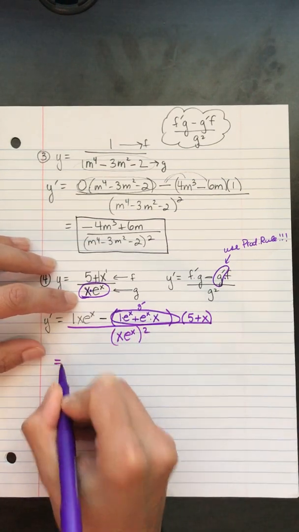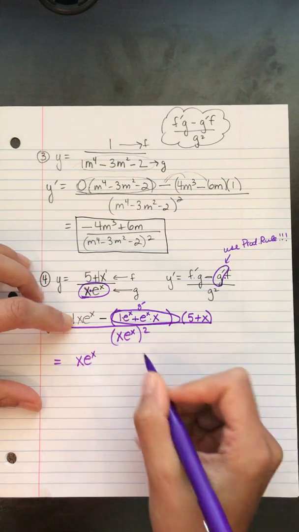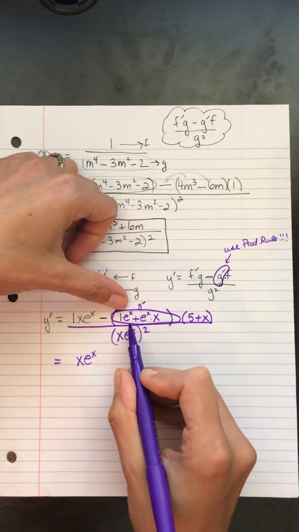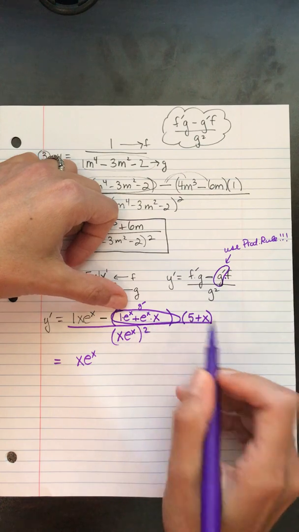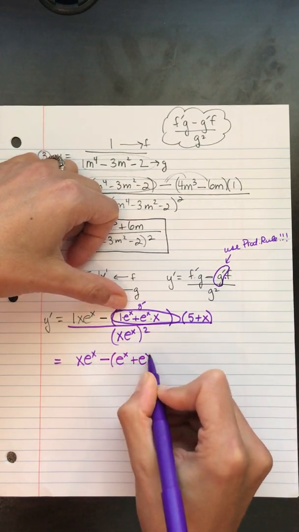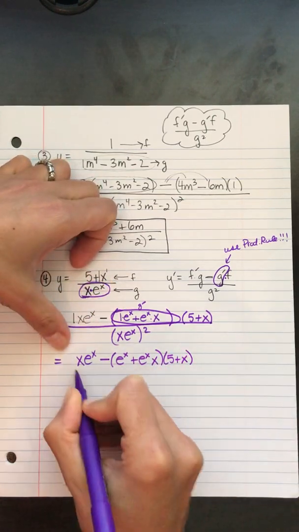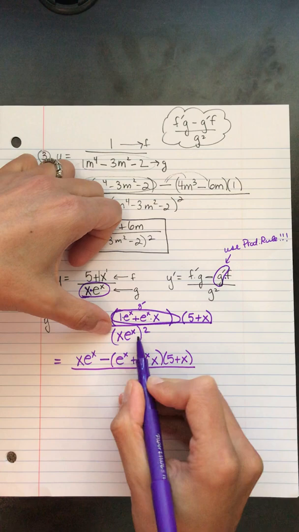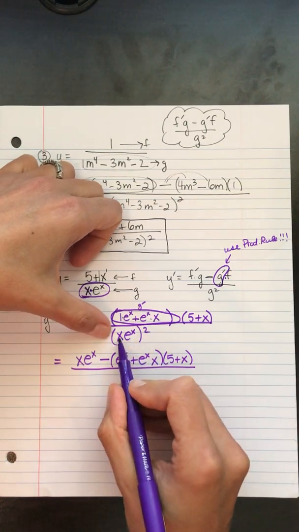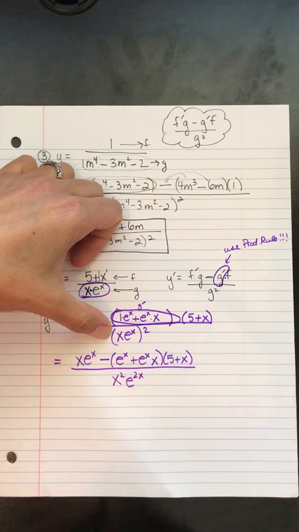squared. Okay, we're going to clean this up a little bit. I've got x e to the x. Oh my, do we want to FOIL this? I really don't, so guess what? We shall not. 5 plus x, and then this is, you can either leave it this way, or if you square it, it's going to become x squared e to the 2x, okay?